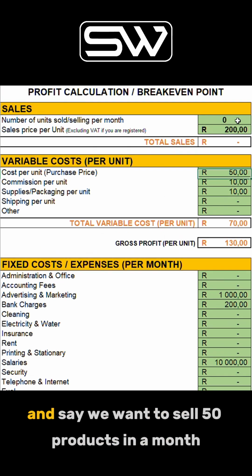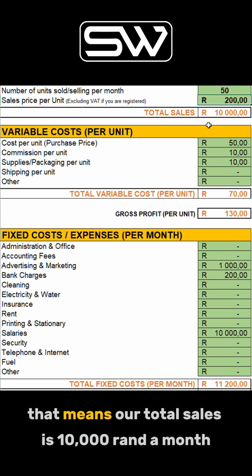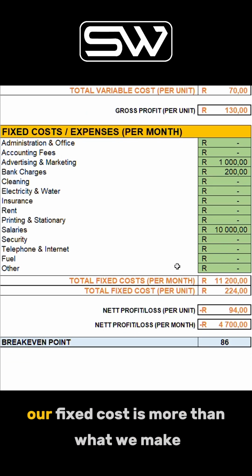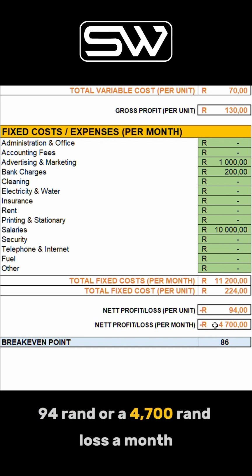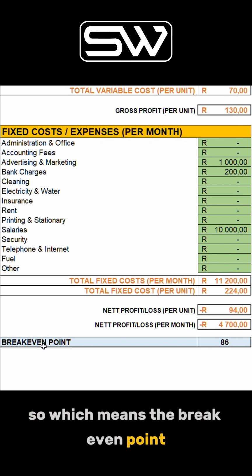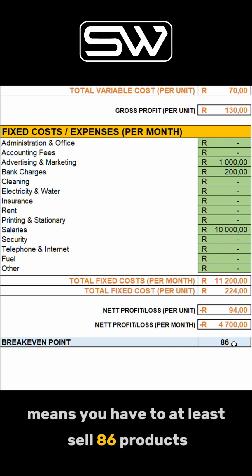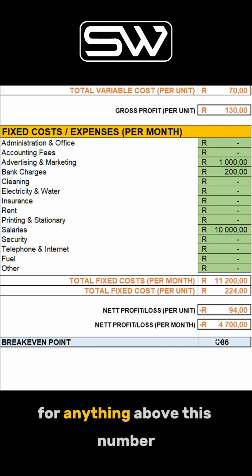So let's go to the top and say we want to sell 50 products in a month. That means our total sales is 10,000 Rand a month. But you will see then our fixed cost is more than what we make if we sell the 50 products. So we have a loss per product of 94 Rand, or a 4,700 Rand loss a month. So the break-even point, which is also calculated at the bottom, means you have to at least sell 86 products so that you can start making profit for anything above this number.